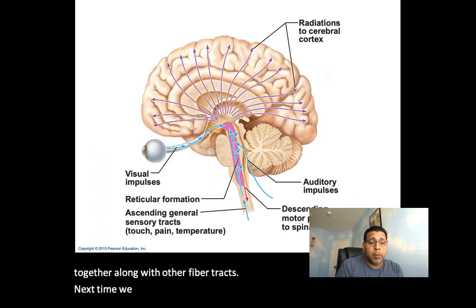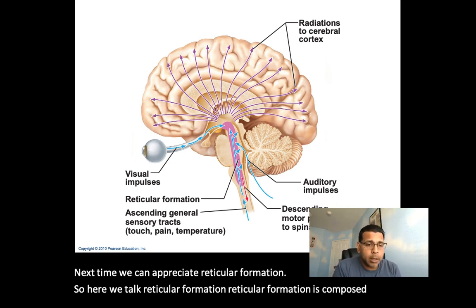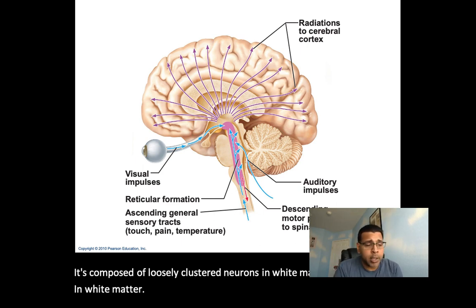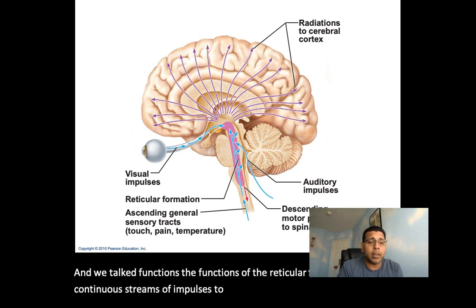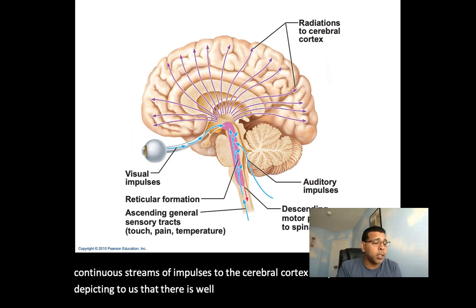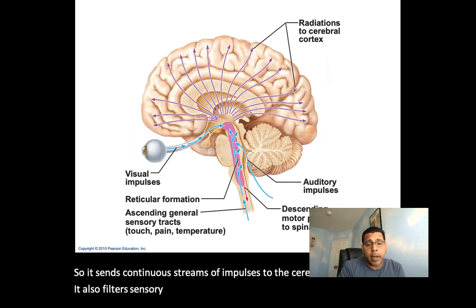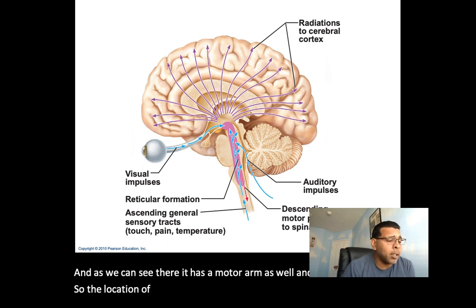Next, we can appreciate the reticular formation. The reticular formation is composed of loosely clustered neurons in white matter. When we talk functions, the reticular formation sends continuous streams of impulses to the cerebral cortex. The picture depicts that very well. It also filters sensory inputs, and as we can see there, it has a motor arm as well. The location of the reticular formation extends through the central core of the medulla, the pons, and the midbrain.